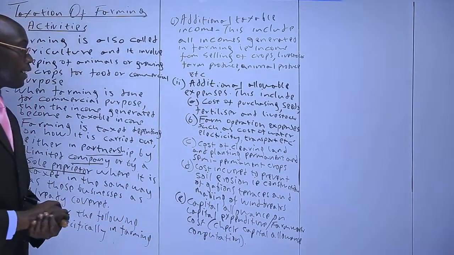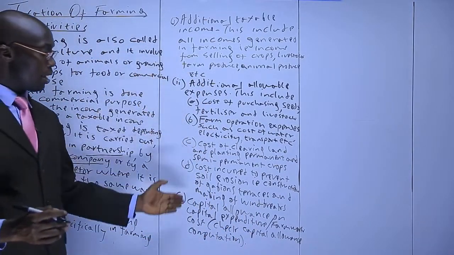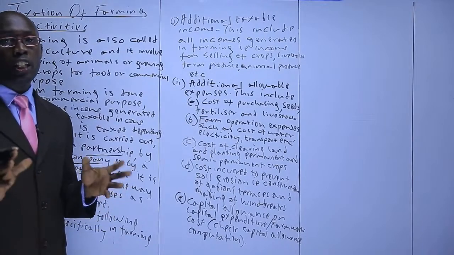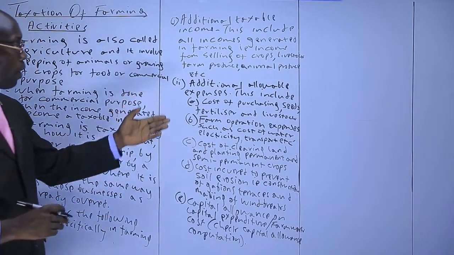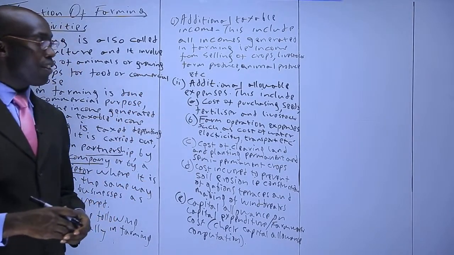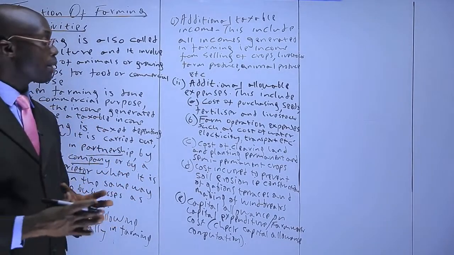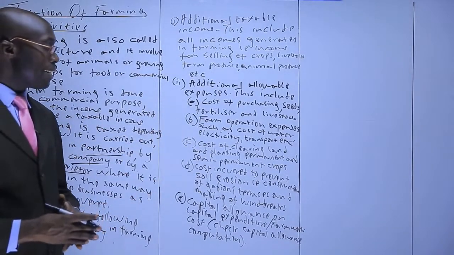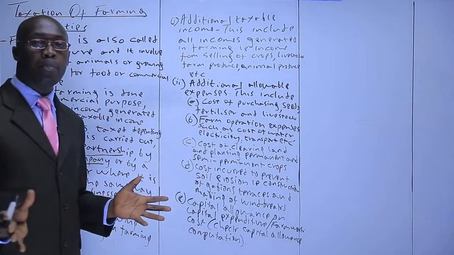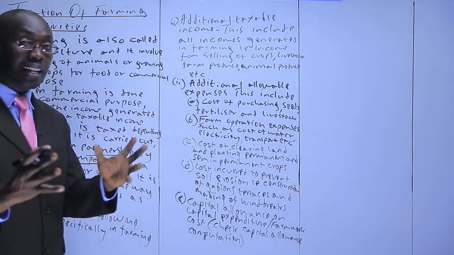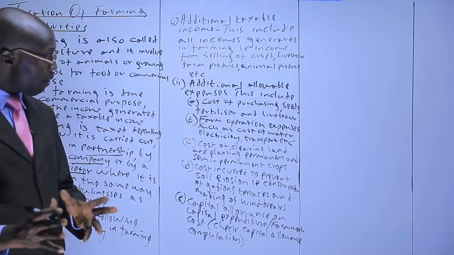So what we are saying is this: when you see these expenses and they are incurred in farming, treat them as an allowable expense. One we are saying is the cost of purchasing seeds, fertilizer, and livestock. In farming, they are allowable. Treat them as allowable expense. Farm operational expense, just like any other business, water expense, electricity, transport, and any other expense incurred in farming, allowable.